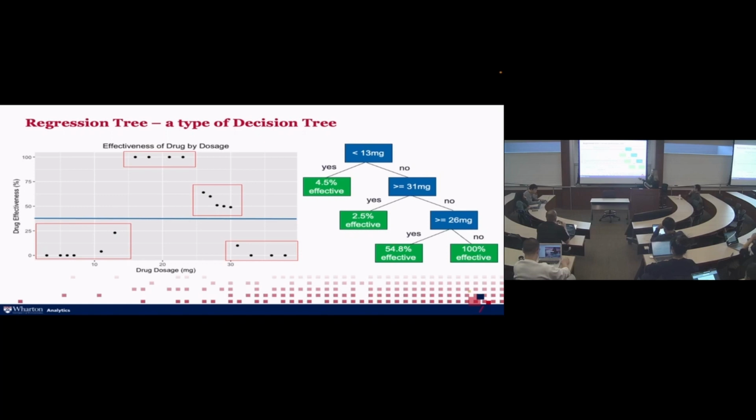And we take the average of these values. If it is greater than or equal to 31, the drug is expected to be 2.5% effective. So basically saying if you fall within this group. And this continues, and so then we get to the very end. If it's not greater, well, is it greater than 26? So then it would fall into this category here. If it's yes, it's 54.8% effective. If it is not greater than 26, it has to fall into this group, and it's 100% effective.